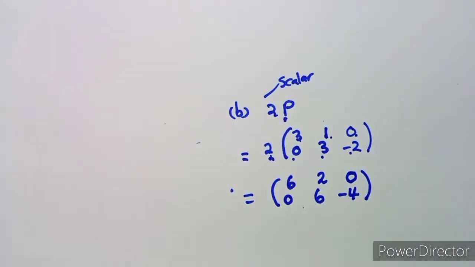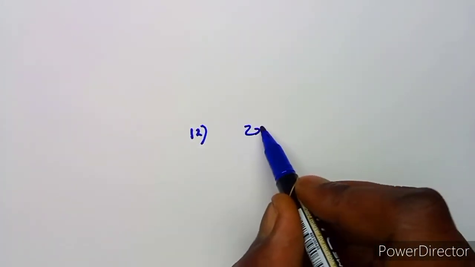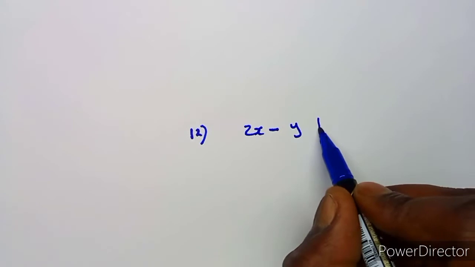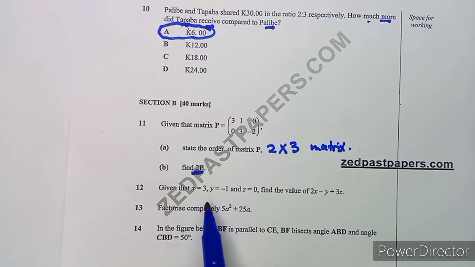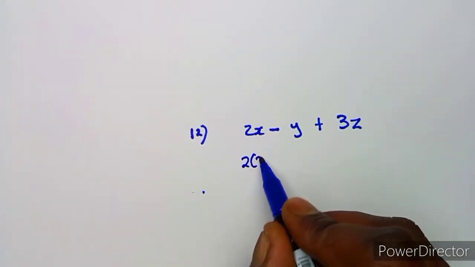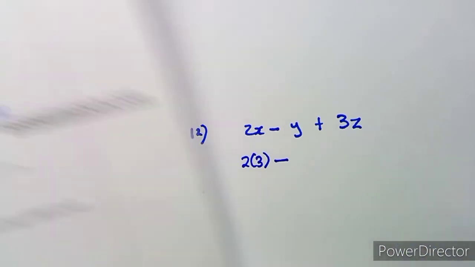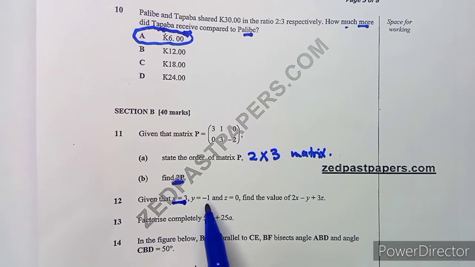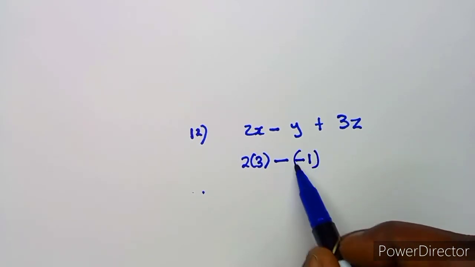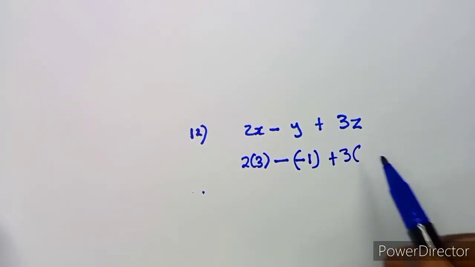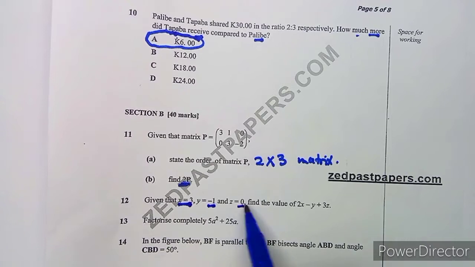It's an expression that you are given, which falls under substitution, where you substitute whatever you are given in place of the letters in the expression. So that's simply substituting our x, which is 3. That's 2 times 3 minus the value of y. Our y in this case, take note, is minus 1. So it's going to be minus, minus 1 like this, plus 3z. That's 3 times z, our z, which is 0.